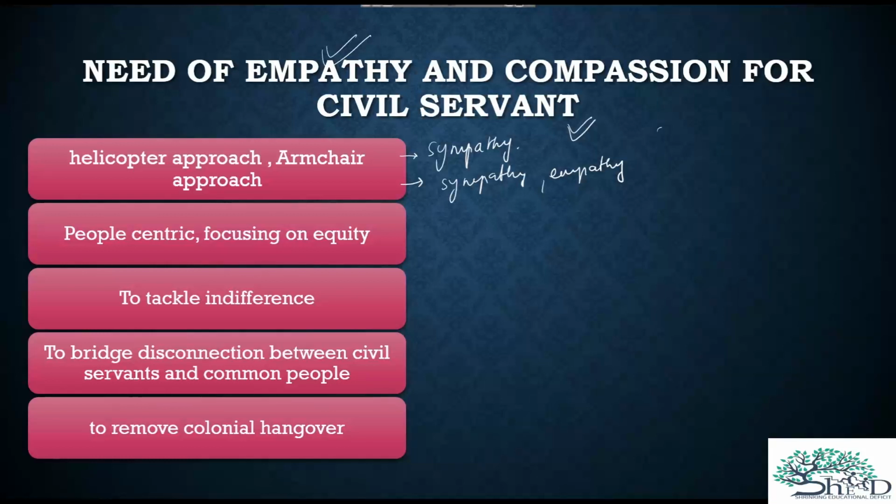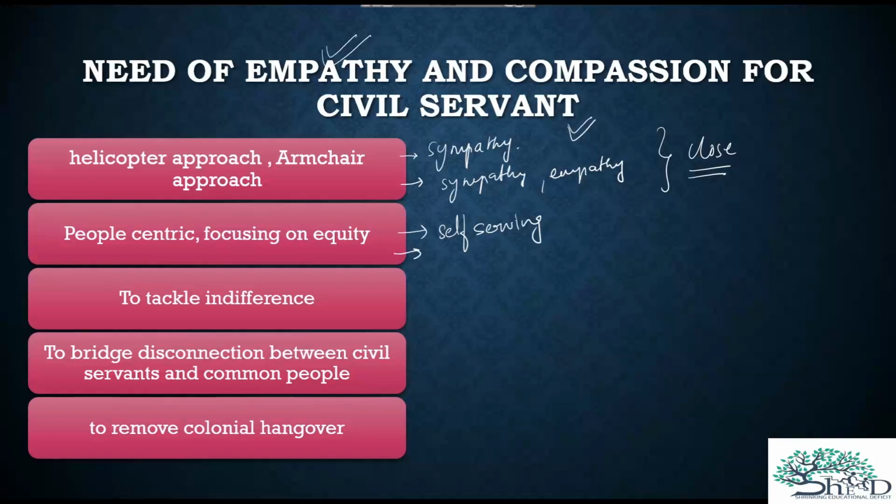So to close that gap, we need empathy and compassion. We need empathy and compassion because it will make the civil servant people centric by focusing on equity. Why people centric? Because as the career grows, some civil servants are self serving and they do not put people first. They are not people centric.